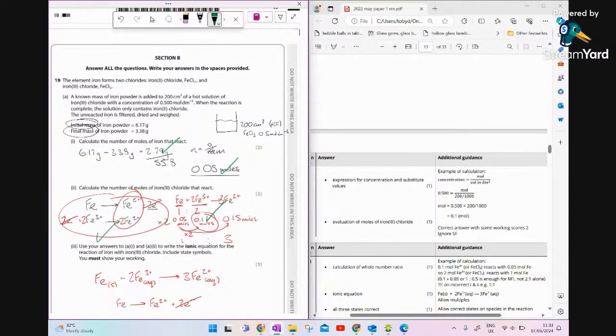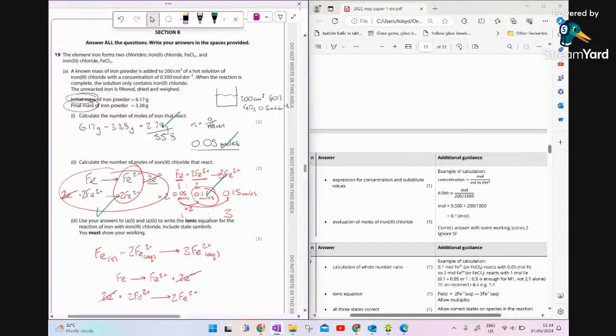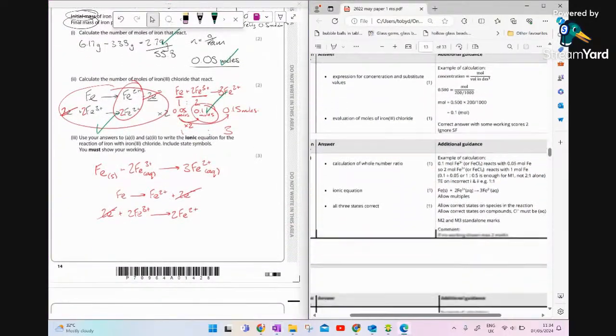But that's an interesting one. They wanted me to substitute the values. Concentration equals moles over volume. Yeah, and they wanted you to get to the moles: 500 times 200 over 1,000. Fair enough. Interesting. Anyway, interesting. It's not how I would have done it.